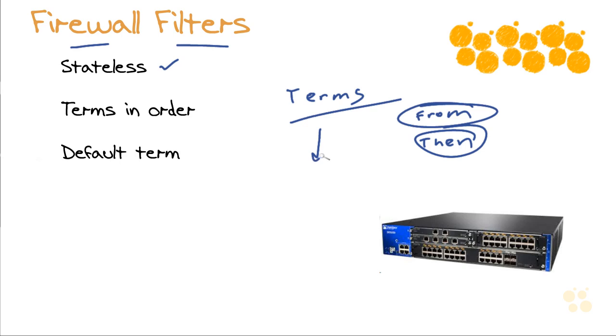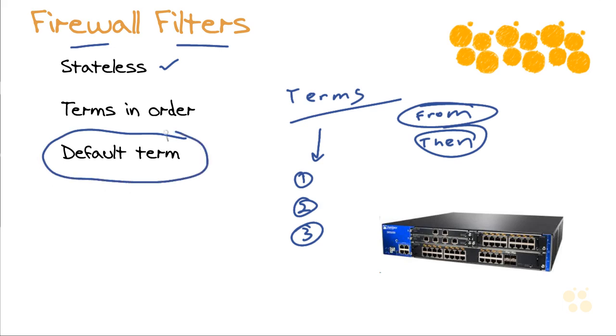These things are processed in order, these terms. So maybe we have term 1, no match there, then it goes down to term 2, no match there, then it goes down to term 3. And there is a default term that is utilized with our firewall filters, and that is to get rid of everything. So if we don't have a match, the traffic would be dropped, for example, because of the fact that we didn't match any of the terms above. So you have to keep that in mind when you're constructing these things. Also, you have to keep in mind the importance of the order, since they are evaluated in order from top to bottom.